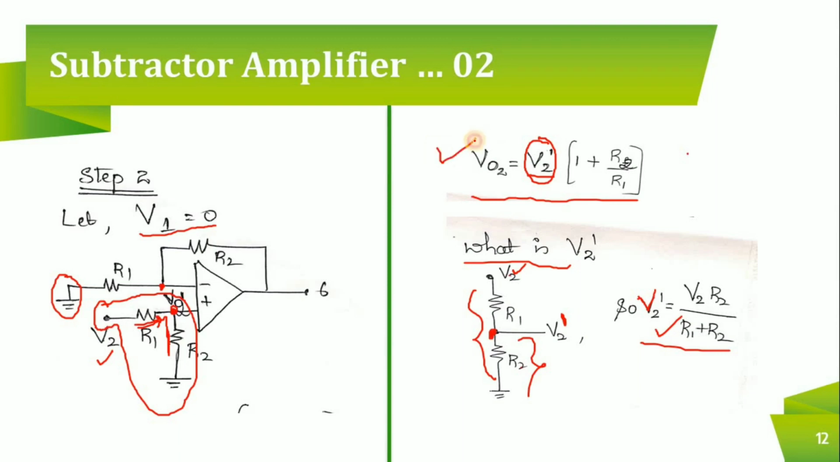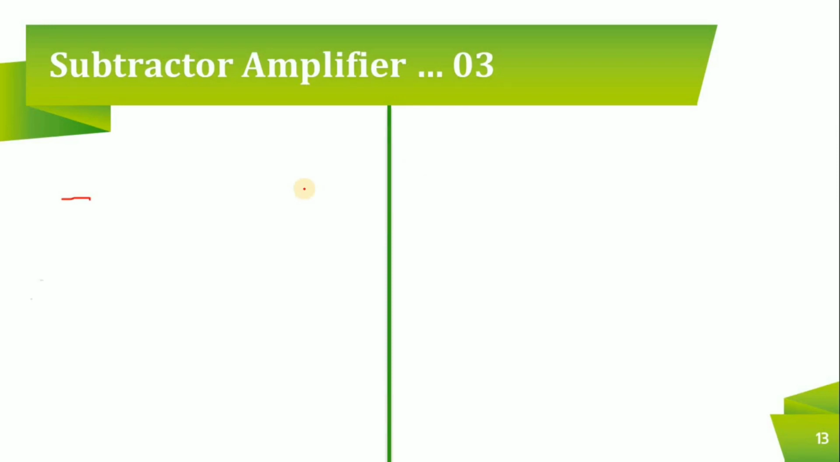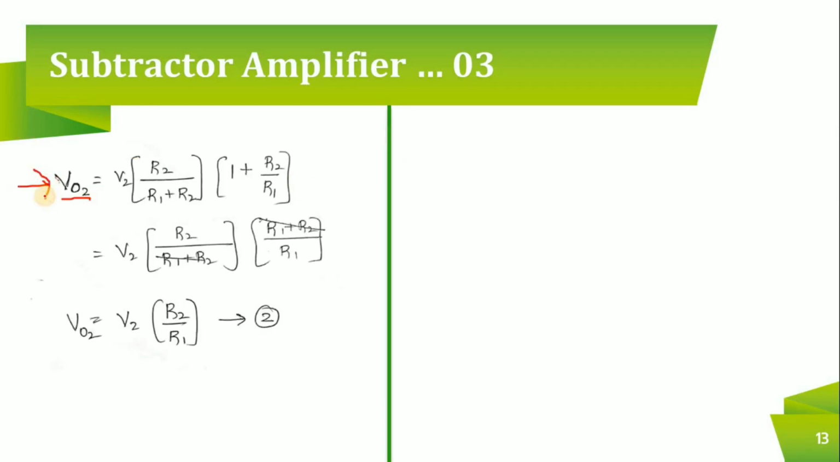In this expression, if you substitute this value and take the LCM, you will get R2 divided by R1 plus R2, into R1 plus R2 divided by R1. So I can cancel R1 plus R2 with R1 plus R2. You will be left with V out of 2 is equal to V2 into R2 divided by R1. This is the expression. Okay, so this completes the second step.